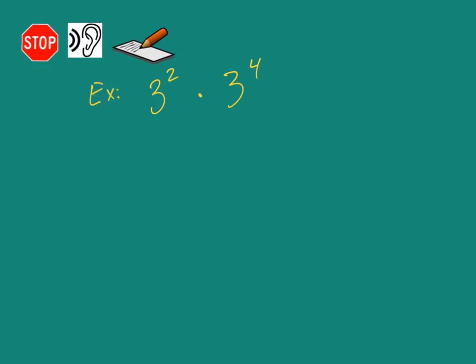So in order to understand this the absolute best, I'm going to write it down in expanded form really quick. 3 to the 2nd is 3 times 3. I bring down my multiplication sign. And then 3 to the 4th in expanded form is 1, 2, 3, 4 3's with multiplication signs in the middle. So we just broke down the problem into 3 sections.